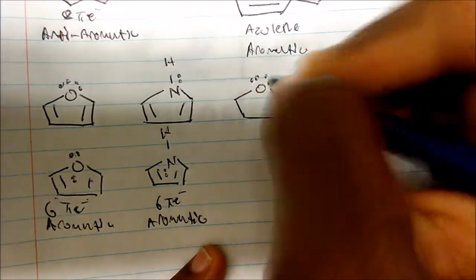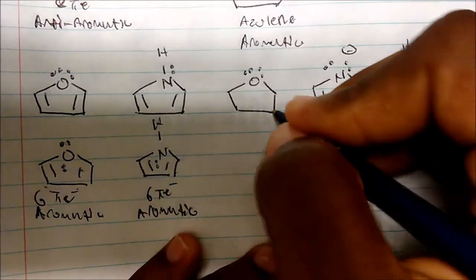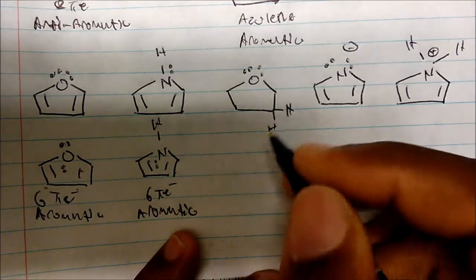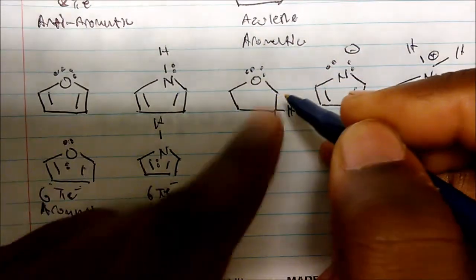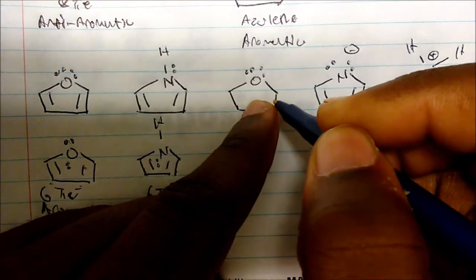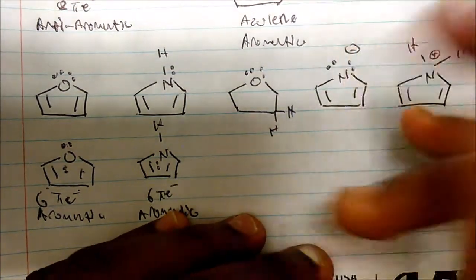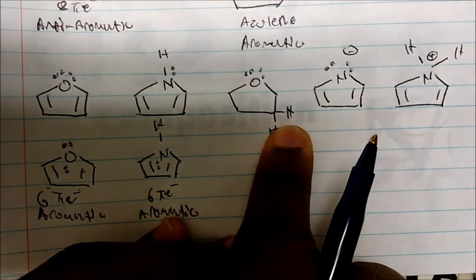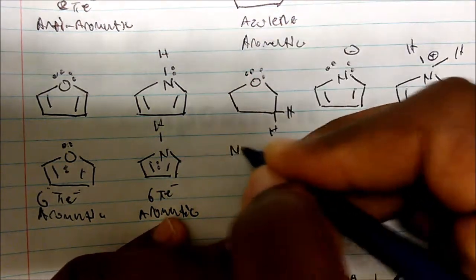Now, what about this one? 4 pi electrons on the ring, right? Well, without further ado, let's look at one of these carbons here. That's an sp3 carbon. We can't do anything about it. One of these electrons cannot come in here and form a double bond all of a sudden. That doesn't make any sense. So the first rule it breaks is that sp2 rule. This is not aromatic.